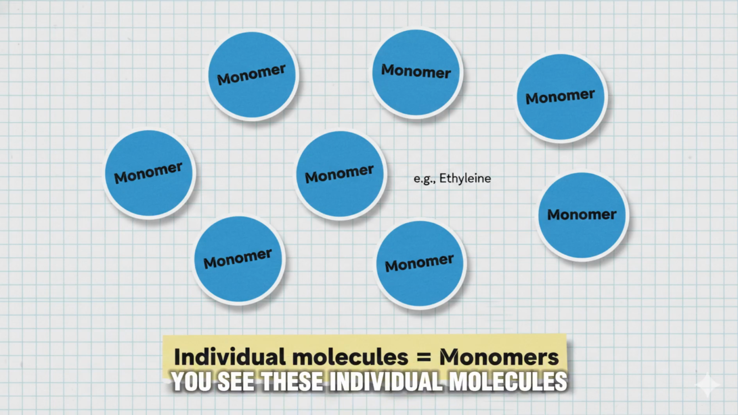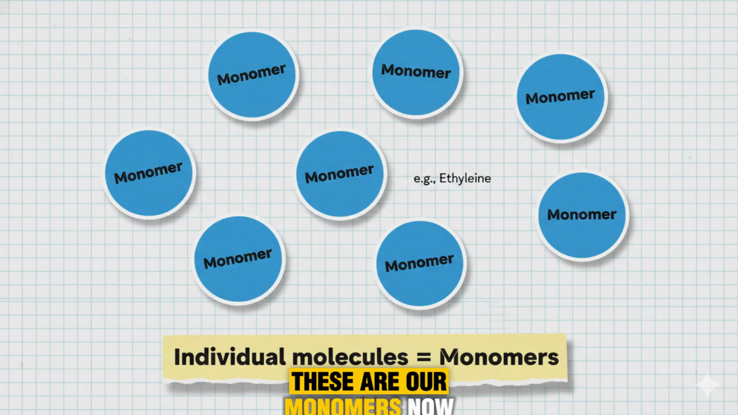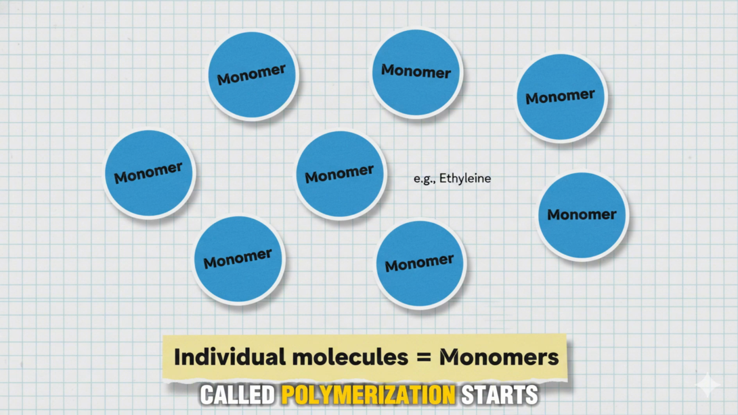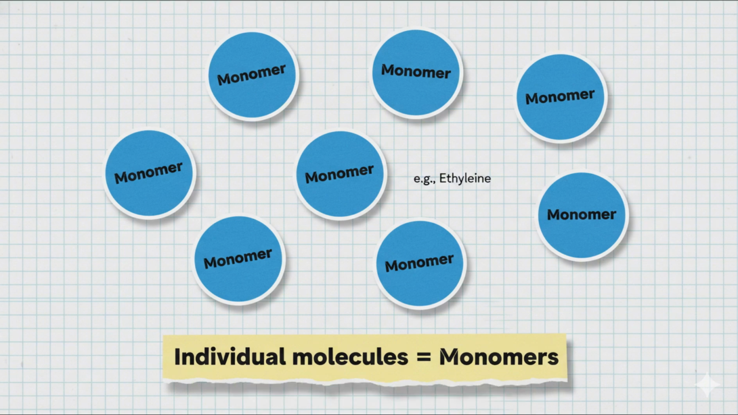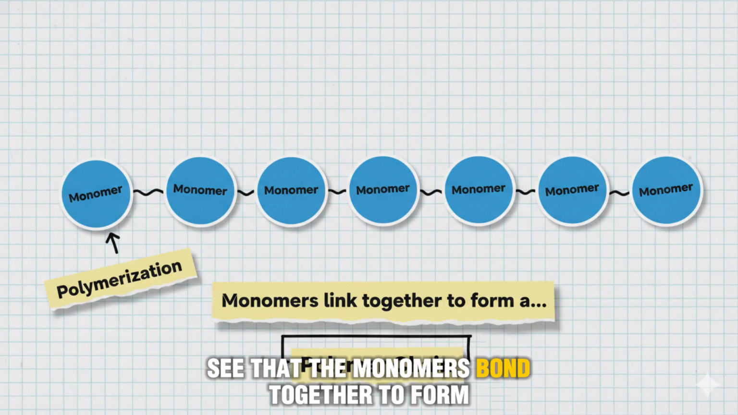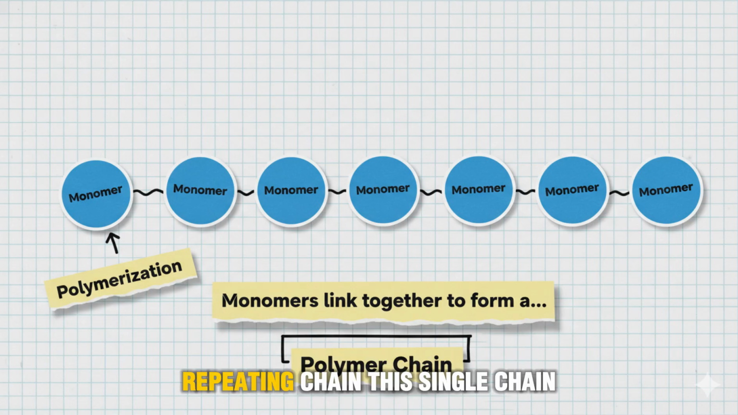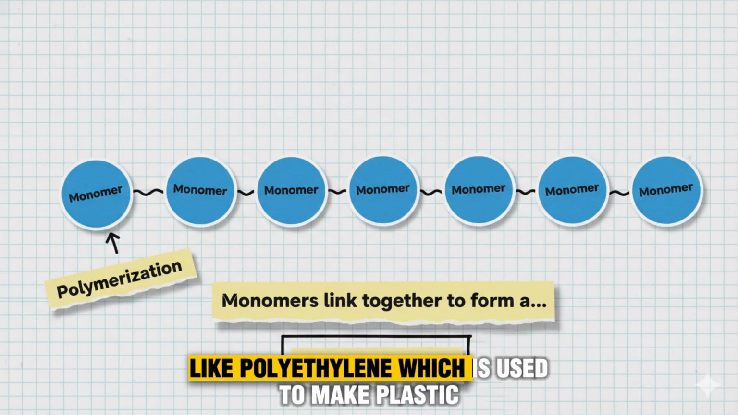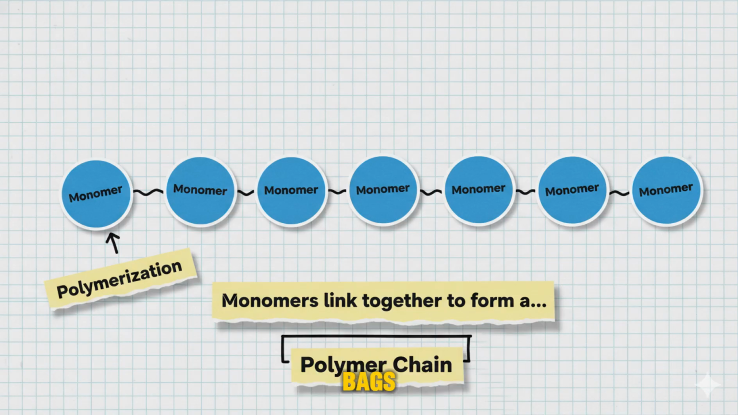On screen, you see these individual molecules. These are our monomers. Now watch what happens when a chemical reaction called polymerization starts. See that? The monomers bond together to form a long, repeating chain. This single chain is the fundamental structure of a simple polymer like polyethylene, which is used to make plastic bags.